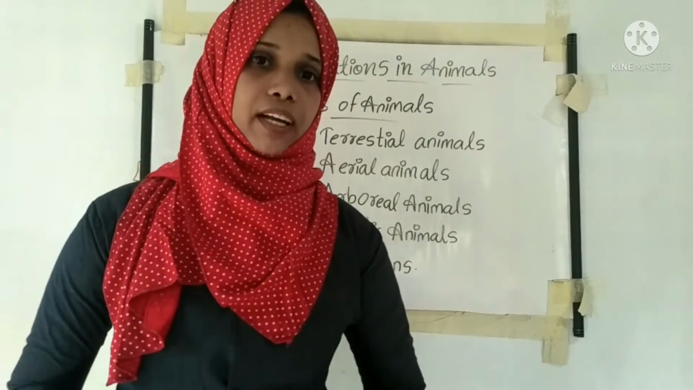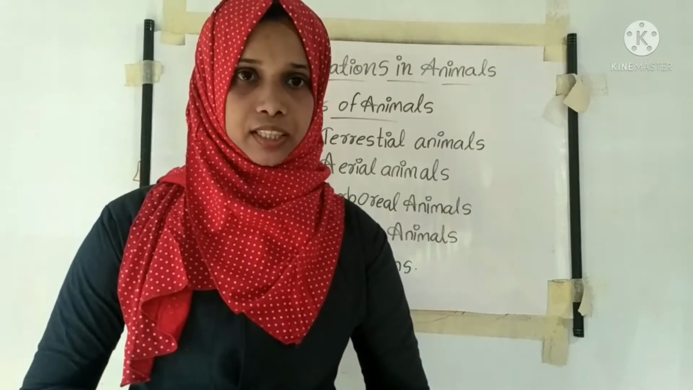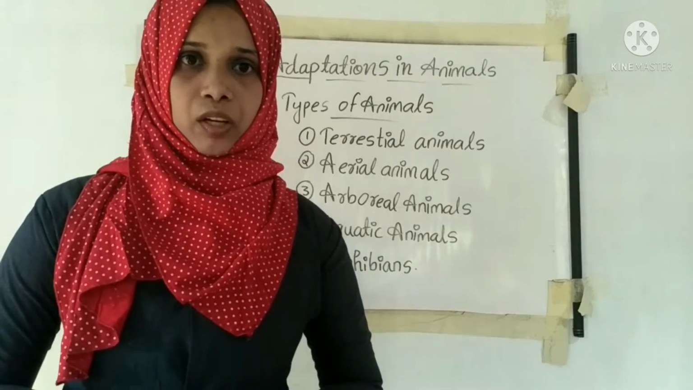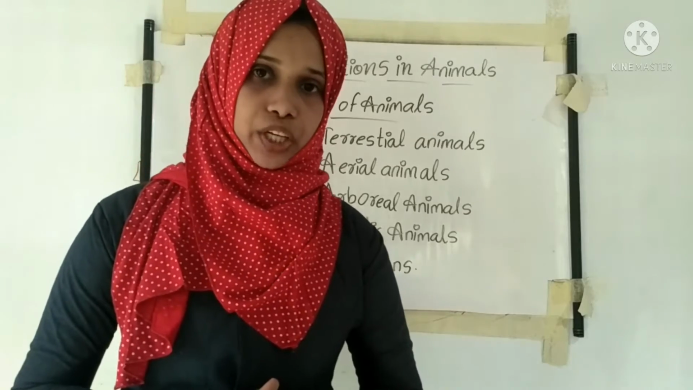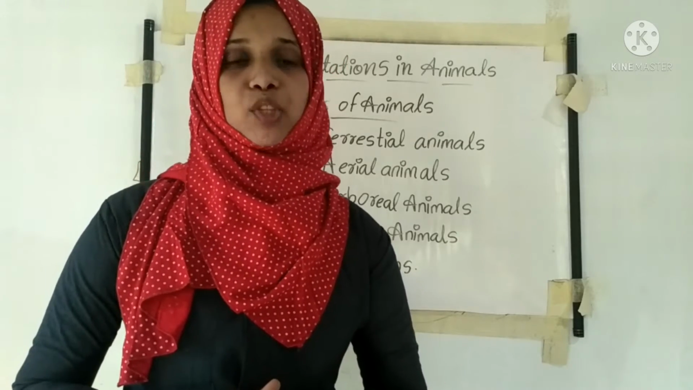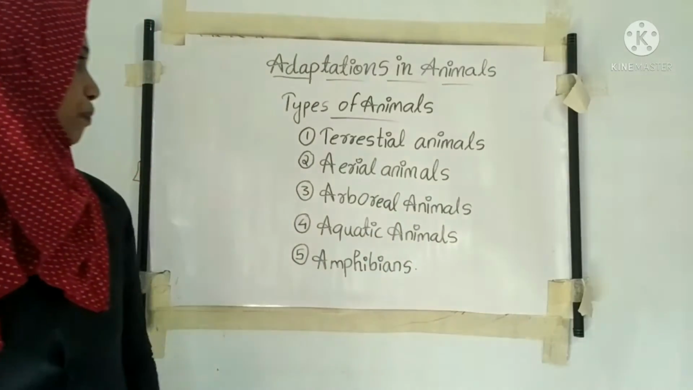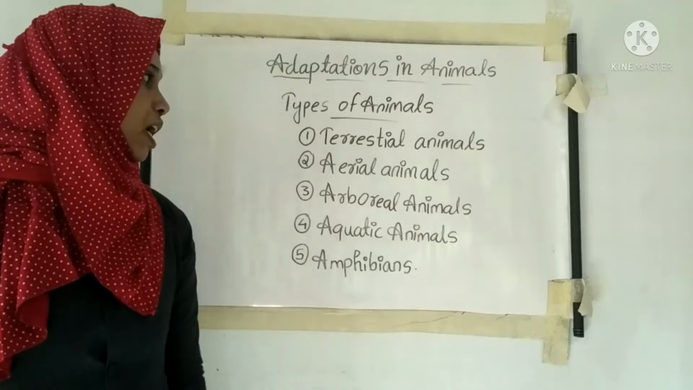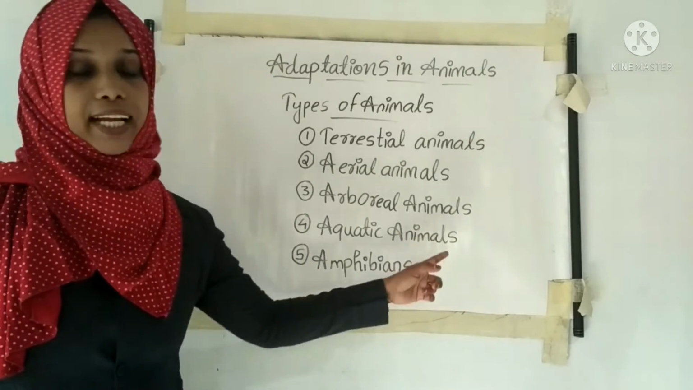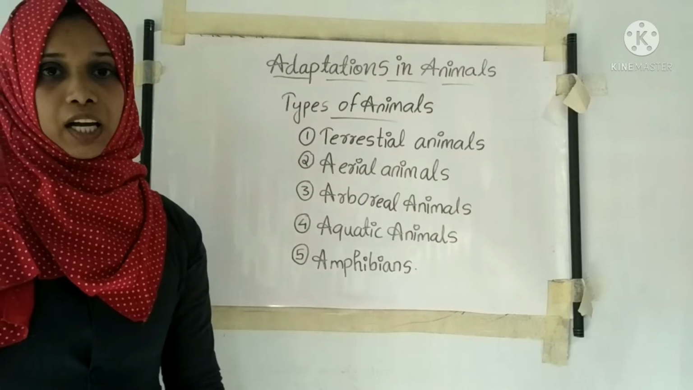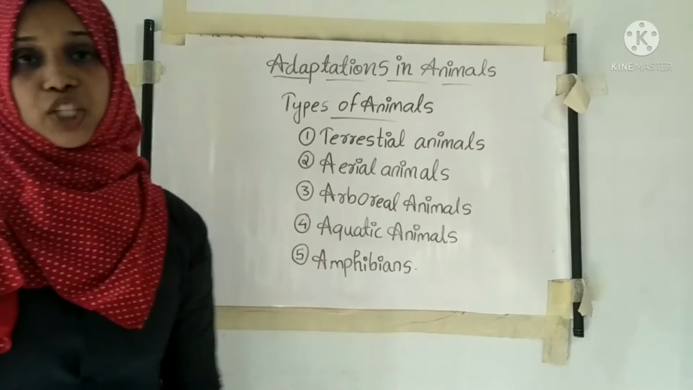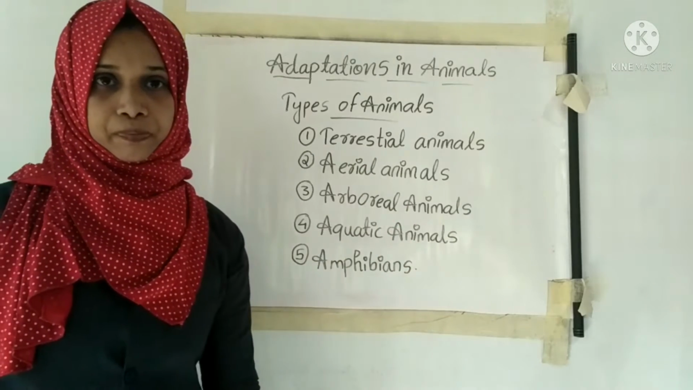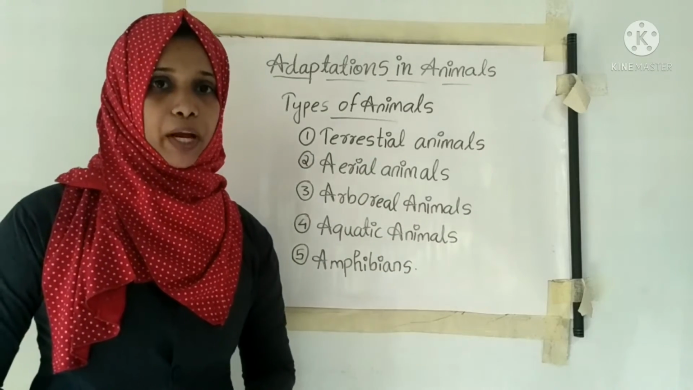There are different types of animals. Today we are going to discuss in detail the types of animals according to the mode of adaptation. What are the types of animals? Listen here: terrestrial animals, aerial animals, arboreal animals, aquatic animals and amphibians. According to the mode of adaptation, they are divided into mainly 5 categories. Let us discuss one by one.